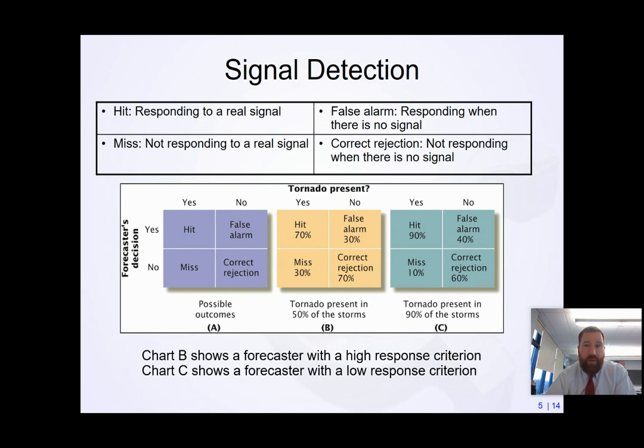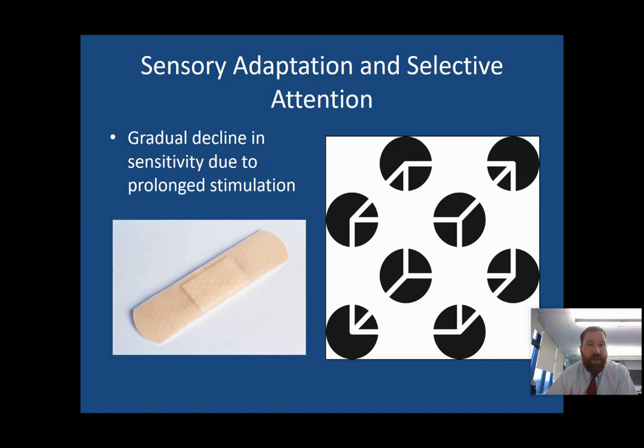But the last thing we should talk about is sensory adaptation. Sensory adaptation is the gradual decline in sensitivity due to prolonged stimulation. The easiest example is a Band-Aid. You ever put a Band-Aid on and then like an hour later forgot that you had a Band-Aid on, and you're scratching your arm and you're like, oh, what the heck is that? Oh, it's a Band-Aid. That's sensory adaptation, right? Your skin is constantly bombarded with something's on me, something's on me, that eventually your brain just says, okay, fine, we'll ignore that because nothing's changing, right?